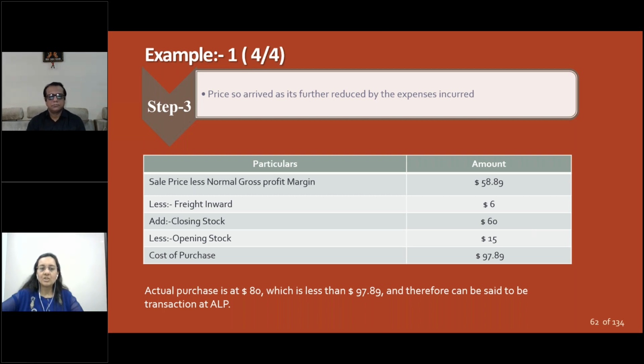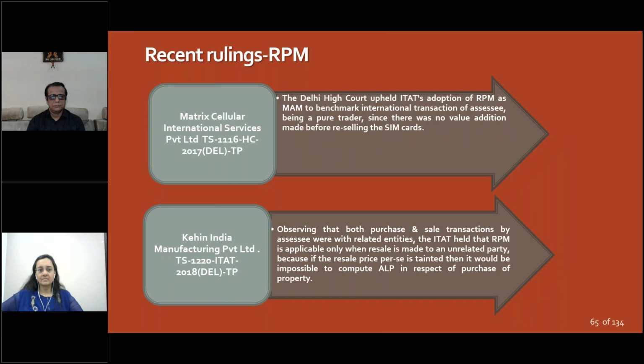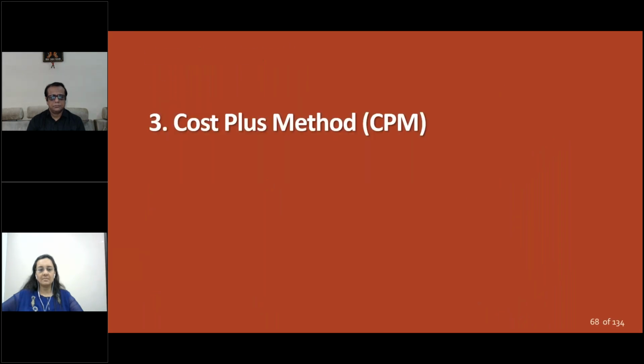In my example, the actual purchase price was $80. Since you have purchased at a price lower than the arm's length price, the actual price or the controlled transaction is at arm's length and nothing needs to be done. These are some rulings on RPM, which you can go through in your time.